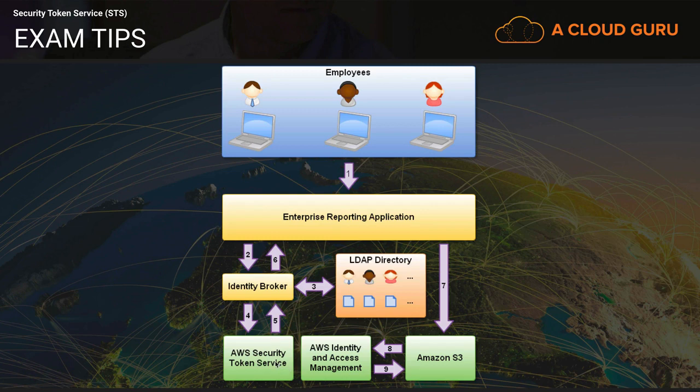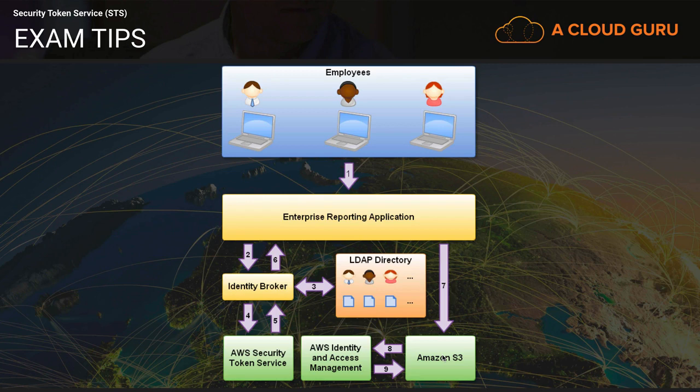Once you've got that token, you're then going to pass that back to your application. Your application is going to try and access S3, and it's going to pass it the STS token. That's going to be checked by IAM and just make sure that the token is valid, and if it is, you'll get access to S3. So you just need to remember going into the exam how STS works at a high level.